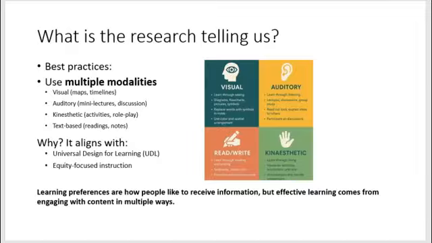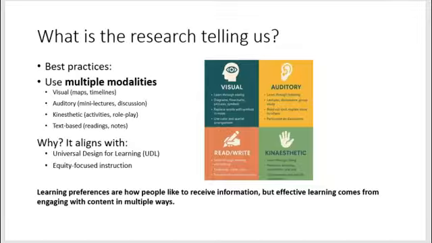So what's the research telling us? It's telling us best practices. Use multiple modalities. Use visuals, use your auditory, your mini lectures, your discussions, do an activity or a role play, and also reading and taking notes. That's really important. Why should we try to do a variation of all of these? Well, because it's universal design for learning. We've talked a lot about equity and equality, but this is equity-focused instruction. You may have students who can't read very well. Reading and taking notes might be preferred for a certain topic because it's easy, but they're not going to do very well with that. You also need to make sure you have visuals available so that they can make that connection.